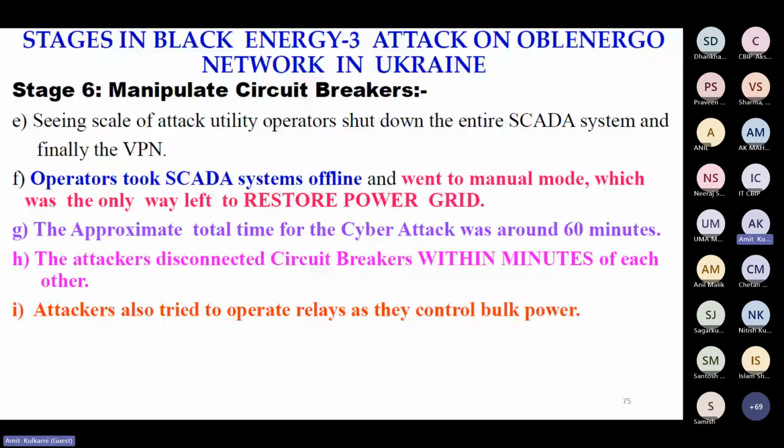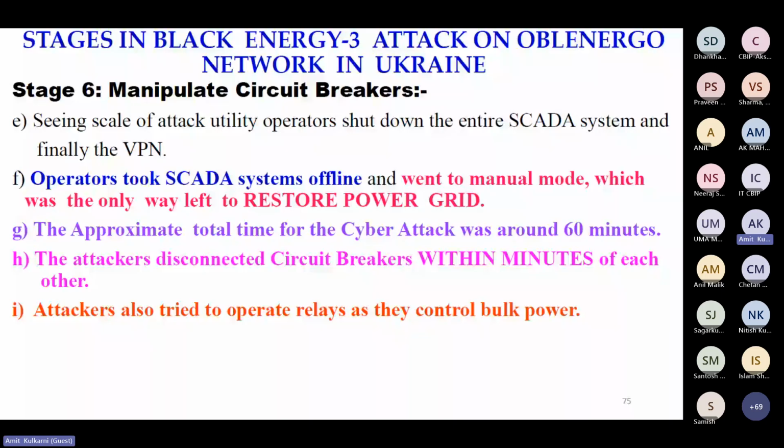Then in this stage, operators took the SCADA system offline and went to manual mode, which was the only way left to restore the power grid. The approximate time taken by this cyber attack was around 1 hour, and attackers disconnected circuit breakers within minutes of each other. Attackers also tried to operate relays as they controlled bulk power.